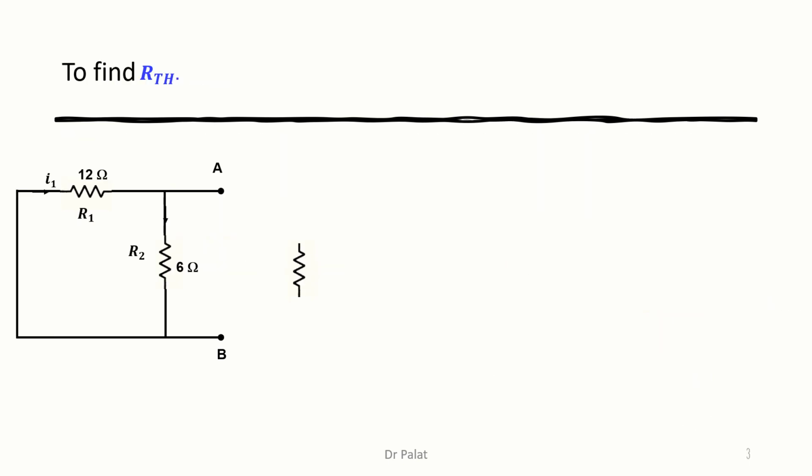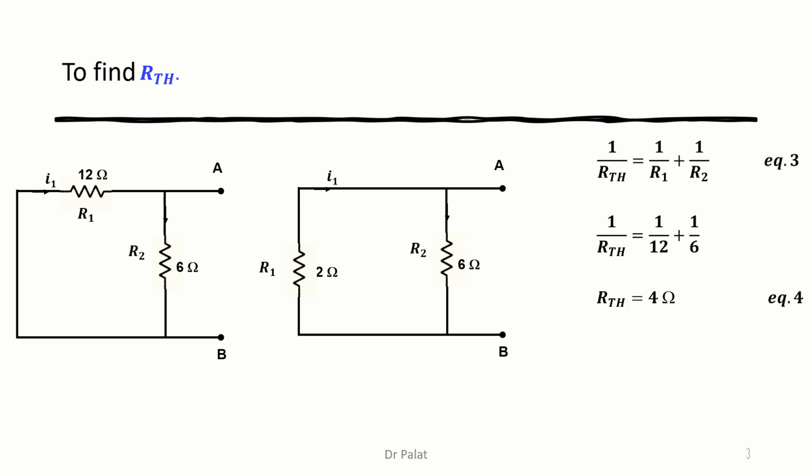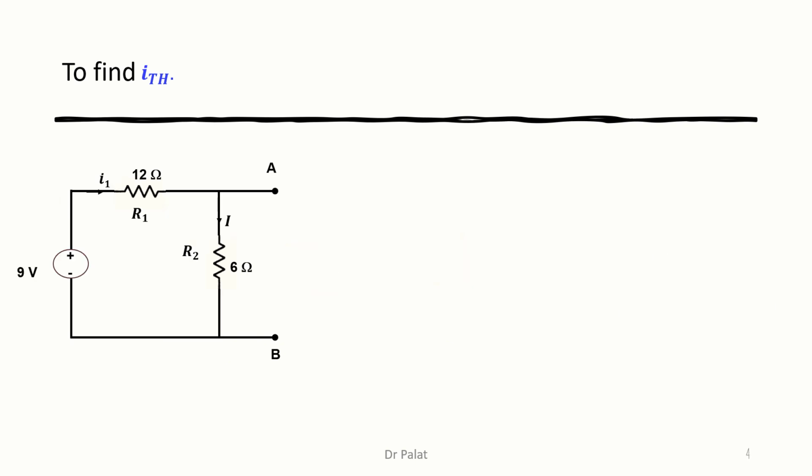To find the Thevenin's resistance, we simply remove the inductor from the circuit and make it an open circuit between A and B. Just like this. Now this looks like a parallel circuit. R1 and R2 are in parallel now, so you can find the equivalent resistance, and there you go. You can simplify this and find the Thevenin resistance, which is 4 ohms here. Now let's find the Thevenin's current.